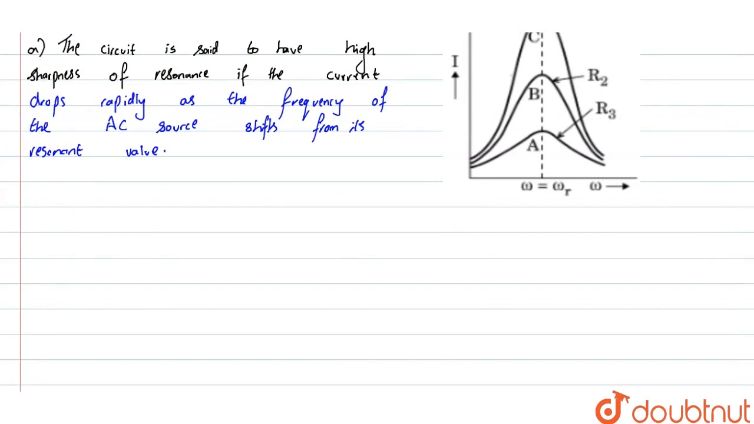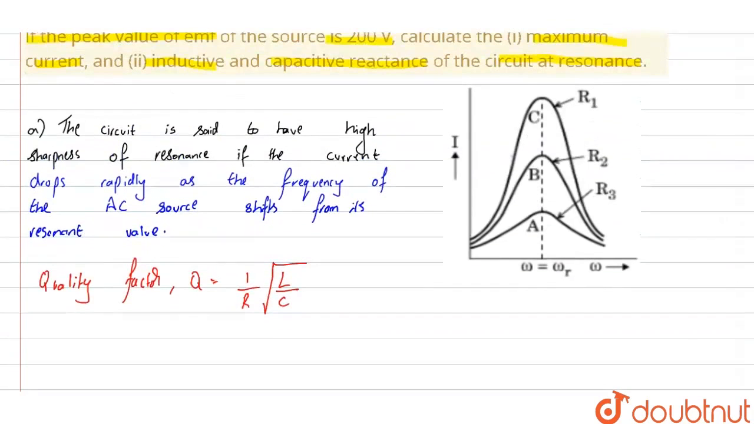The sharpness of resonance is measured by the quality factor. So quality factor is given by, this is how we measure the sharpness of resonance. The quality factor, which we represent by capital Q in this case, is given by Q equals 1 by R times root of L by C. Now, if we have a look at the graph, we see A, B and C. Now we have to find the value where R is the minimum. We notice that for C, we find the value of R to be the minimum because the current drops the most rapidly in this case.